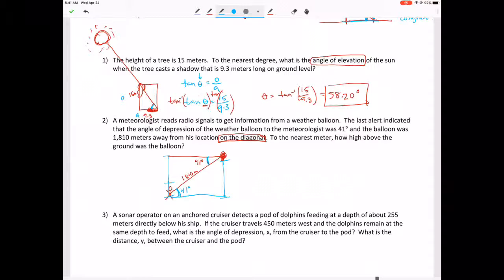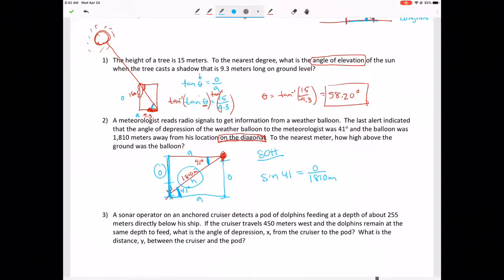So here would be our angle. This would be our adjacent, opposite, and hypotenuse. We want to find this opposite side. Or either way, if you use this angle, we'd use adjacent and opposite. So we'd be using opposite and hypotenuse, which is SOH. We'd use sine of 41 is equal to opposite over hypotenuse.